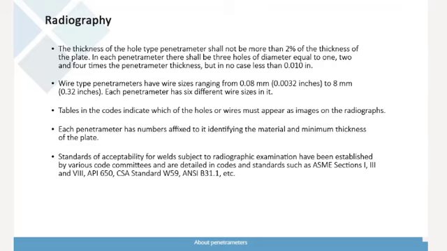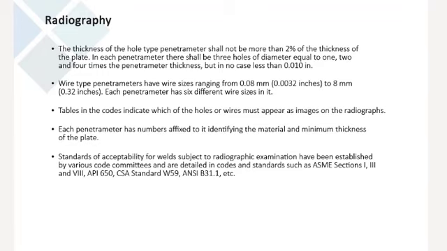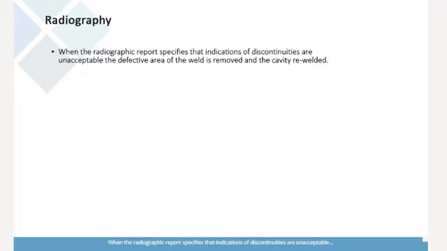Standards of acceptability for welds subject to radiographic examination have been established by various code committees and are detailed in codes and standards such as ASME Sections 1, 3 and 8, API 650, CSA Standard W59, ANSI B31.1, etc. When the radiographic report specifies that indications of discontinuities are unacceptable, the defective area of the weld is removed and the cavity re-welded. The repair is then radiographed in accordance with the original procedure.